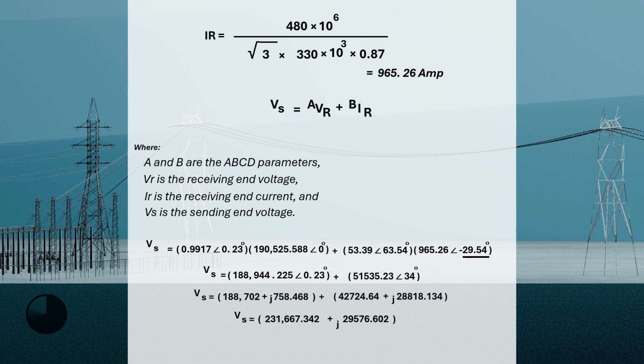231,667.34 plus j29,576.60 volts. Finally, we can now convert this result back into polar form, which gives us the sending end voltage as approximately 233,547.71 volts at an angle of 7.27 degrees.